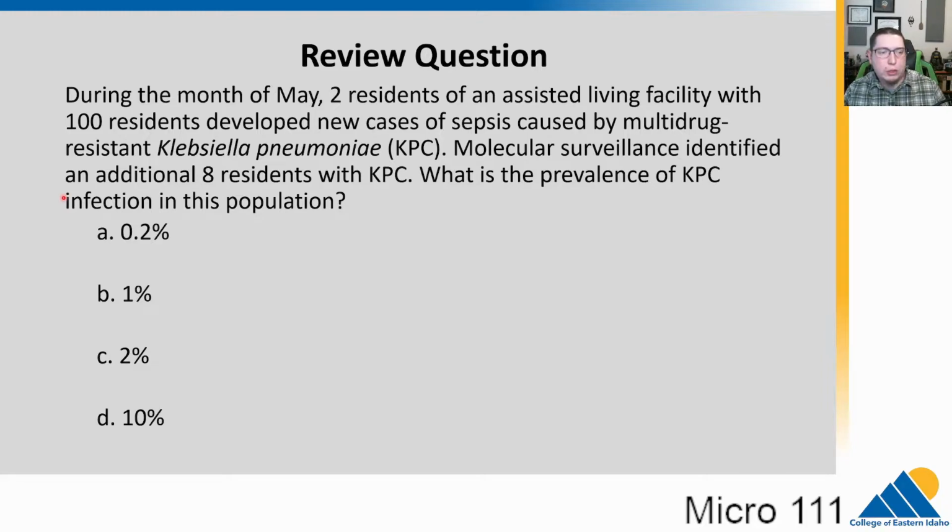All right, another one. During the month of May, 2 residents of an assisted living facility with 100 residents developed new cases of sepsis caused by multi-drug resistant Klebsiella pneumoniae. Molecular surveillance identified an additional 8 residents with Klebsiella pneumonia. What is the prevalence of this infection in the population? Go ahead and pause the video, think about this one.